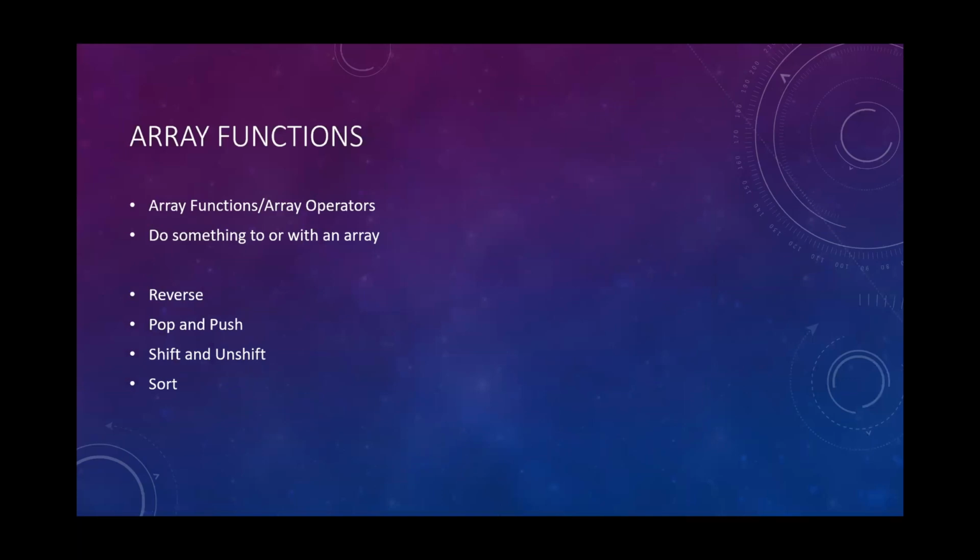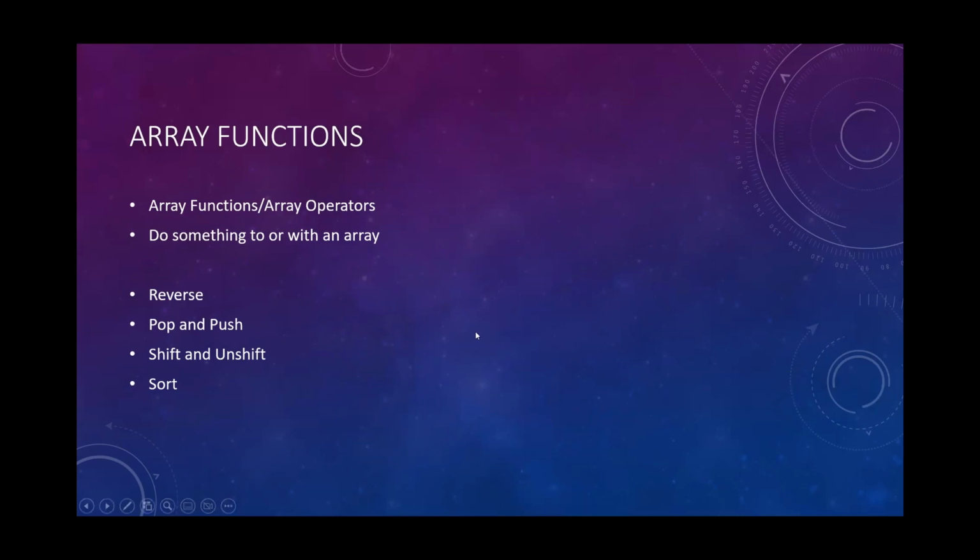There are specific array functions or array operators. Perl really doesn't distinguish between the words functions and operators. So they kind of use them interchangeably. So it's going to do something to or with an array. I have a reverse, which is going to count down the array instead of counting up. So if I want to go from the end of the array to the beginning, I can reverse the array and it's just going to flip it.